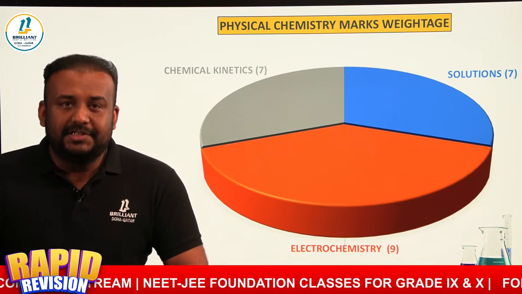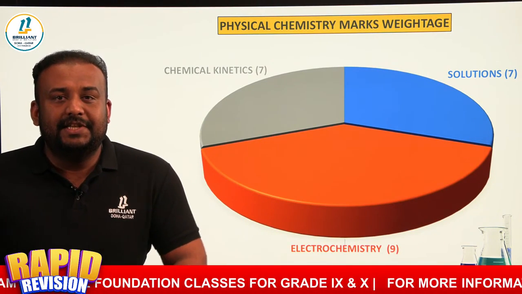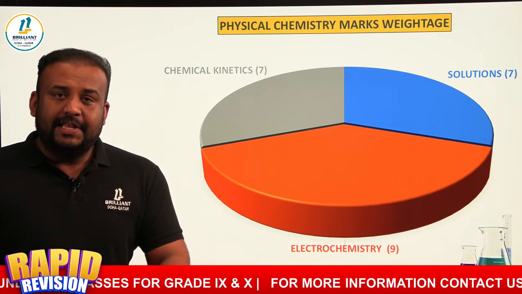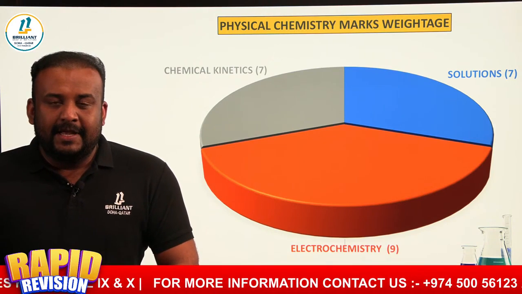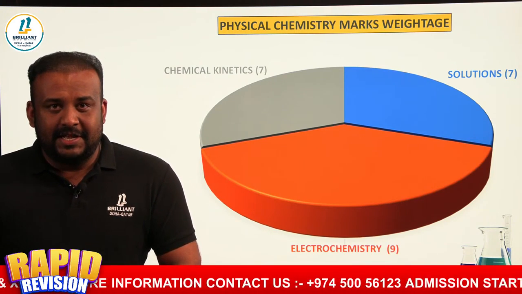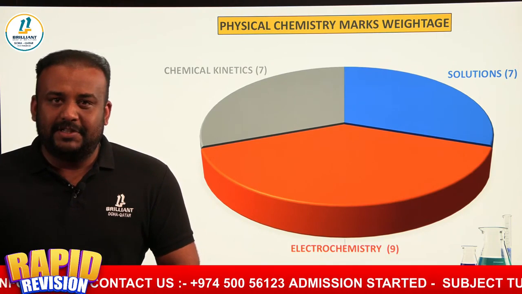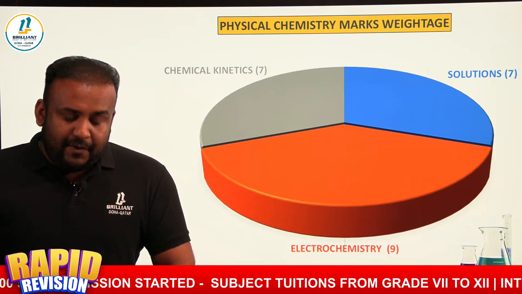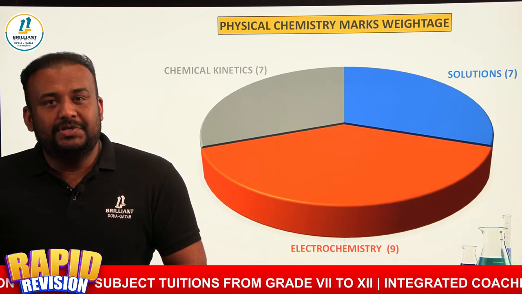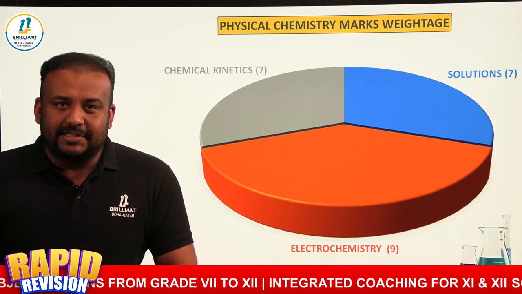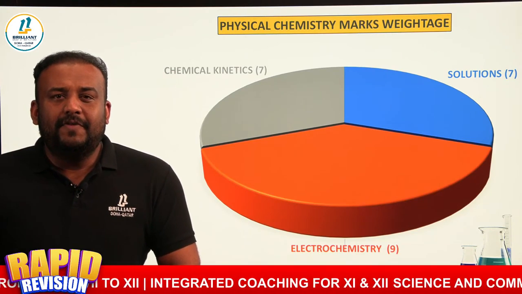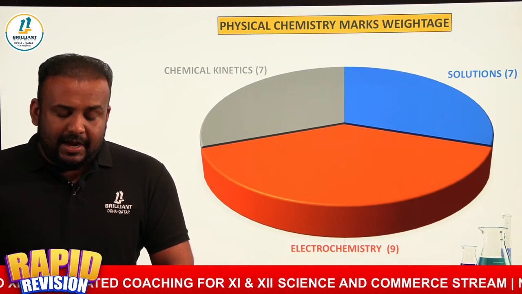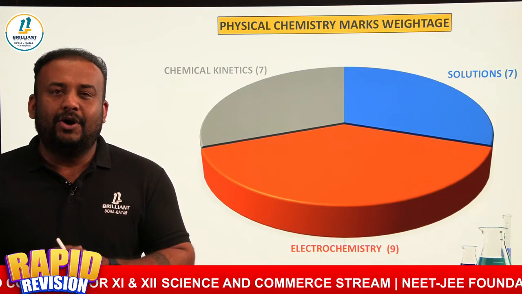As you know, these three chapters have a mark distribution as per what you can see on the screen. You can see that electrochemistry carries 9 marks. It is one of the highest weighted chapters in 12th chemistry board exam, followed by chemical kinetics and solutions, which are of 7 marks.